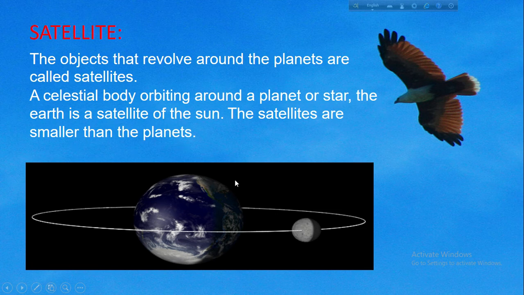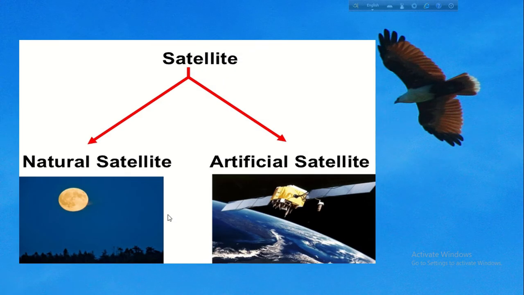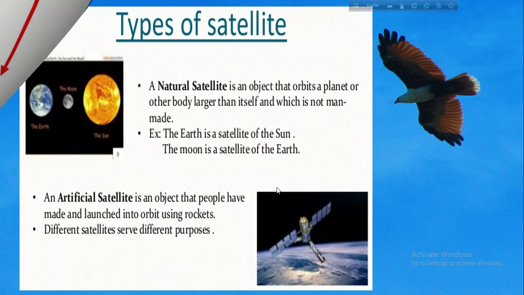So, in geography, you are already well known about the heavenly bodies of the solar system. Just as an example, we see that the earth is the satellite of the sun and the moon is the satellite of the earth. Previously I have told you about the satellite. There are two types of satellite, the natural satellite and the artificial satellite. Now, follow the types of satellites.